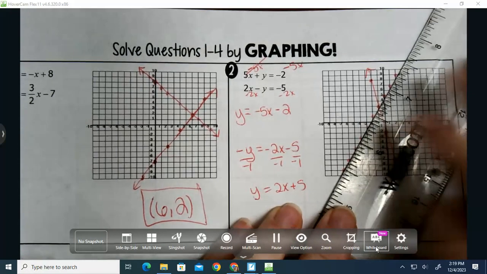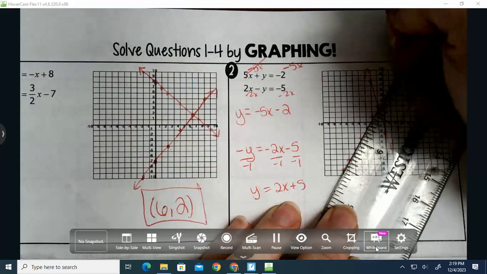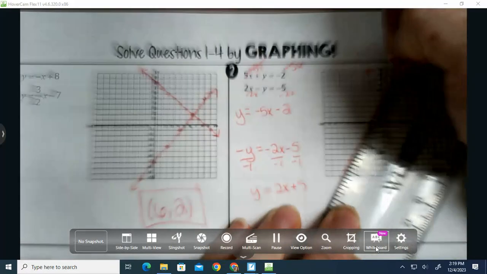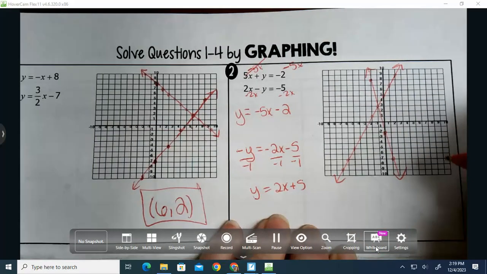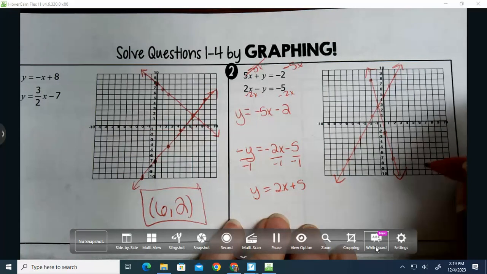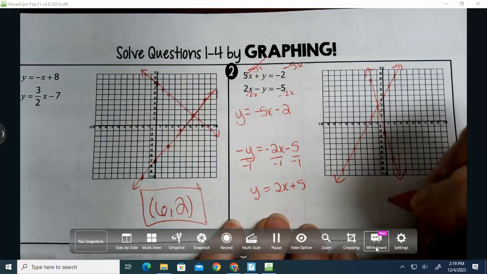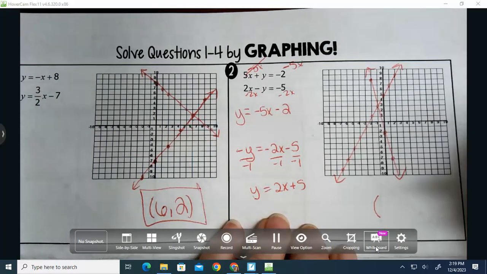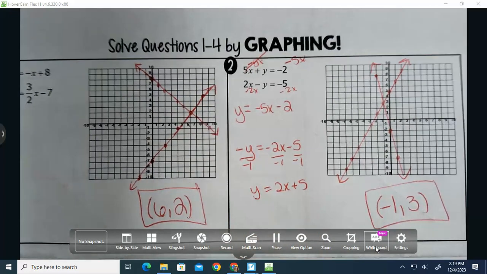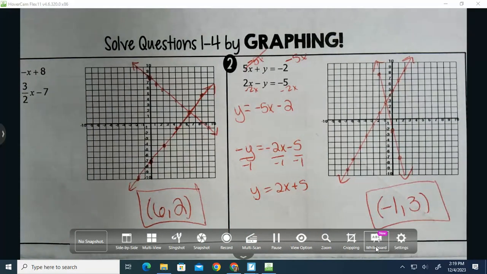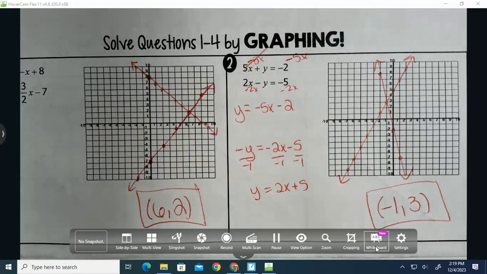So we graph those two lines, and our solution is where they meet. So that is the point. -1, positive 3. Okay.